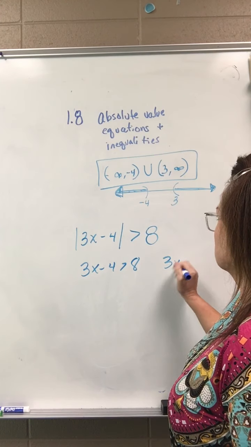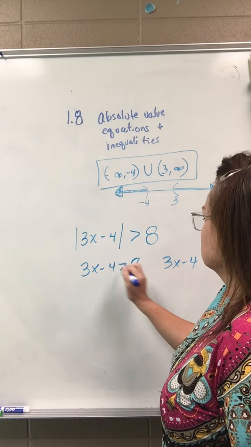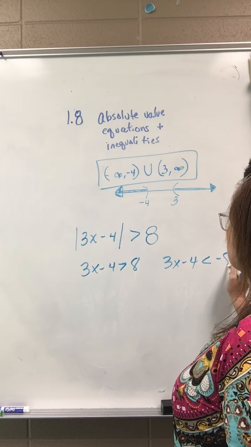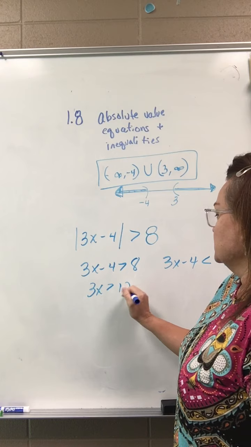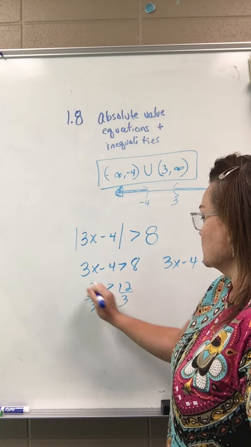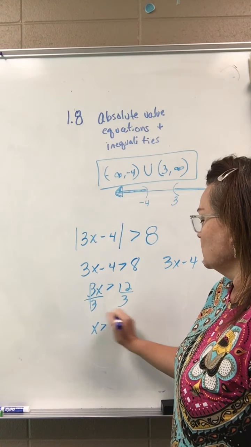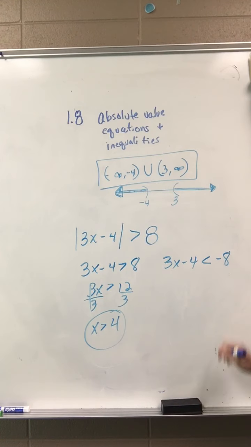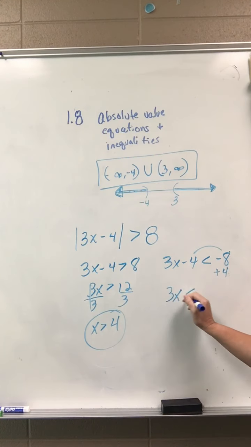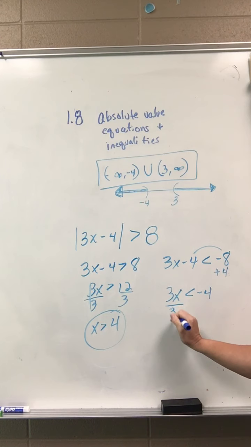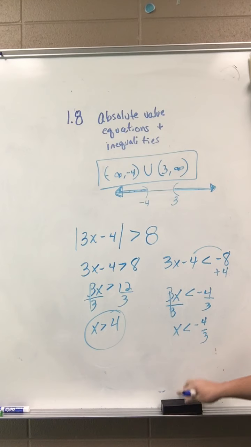So we write it in our two forms like it is, and then with the inequality sign flipped around and a negative. This solves to be x greater than 4. So that's one of our answers. The other one, when I add the 4, it says 3x is less than negative 4. Divide both sides by 3, and x is less than negative 4/3.